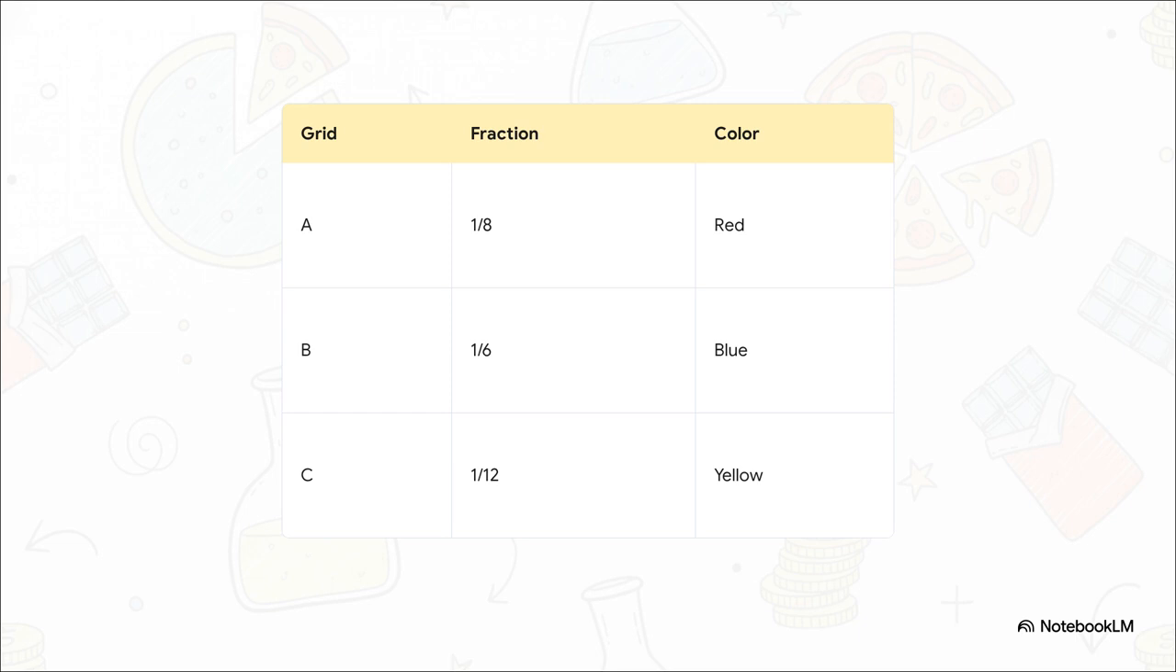If we shade 1/8 of A in red, 1/6 of B in blue, and 1/12 of C in yellow, we're dealing with different fragment sizes. But because the total grid sizes are exactly the same, we can confidently say, yep, that blue 1/6 piece is definitely larger than the yellow 1/12 piece.